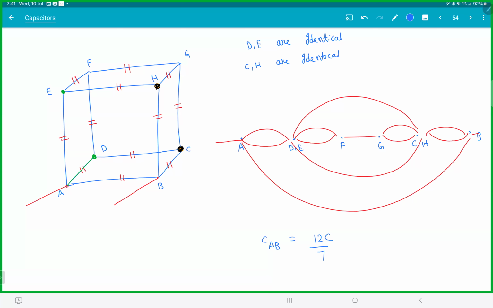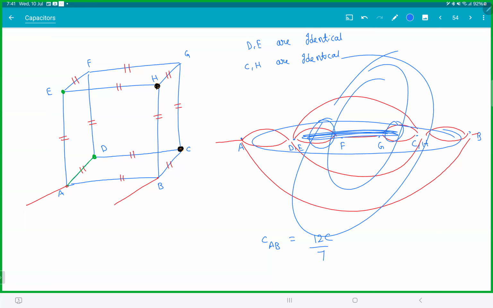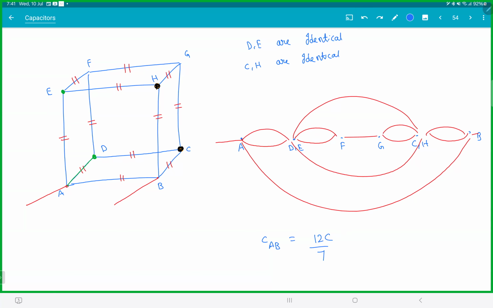Check, anyone got this? Please ask me if you're confused with the circuit. Once you read out the circuit, then it is simple series parallel. This thing in the middle, parallel, this entire center is series. This is parallel, this is series, and this is again parallel. Circuit gets over, series, parallel, series, parallel. The main thing is to figure out that D and E are the same and C and H are the same.